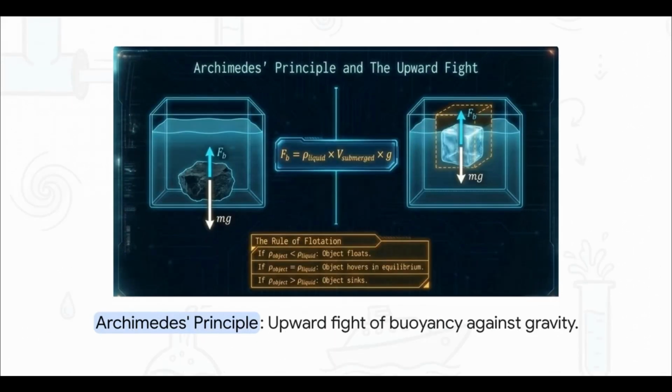To wrap up our stationary phase, we literally can't ignore Archimedes. He dictates the ultimate rule of flotation. Anytime an object is immersed in a fluid, it experiences an upward buoyant force equal to the weight of the fluid it displaces. It is a literal, continuous battle against gravity. An object only floats if its density is less than the liquid, displacing enough fluid to create an upward force that beats its own downward weight. If the densities perfectly match, it just hovers in equilibrium. And of course, if the object is denser, it sinks.